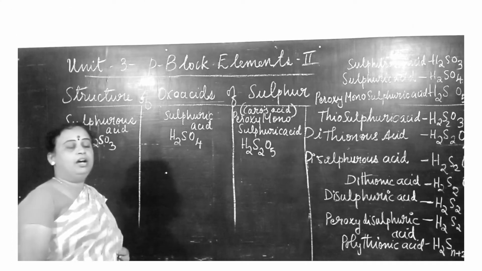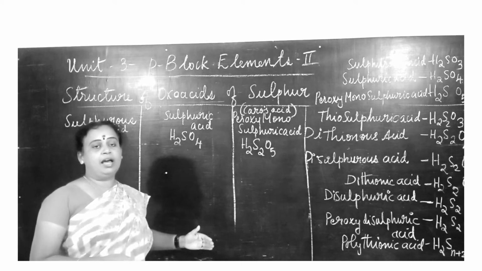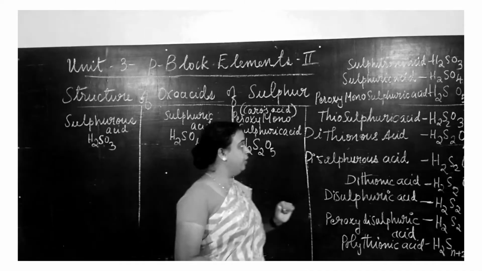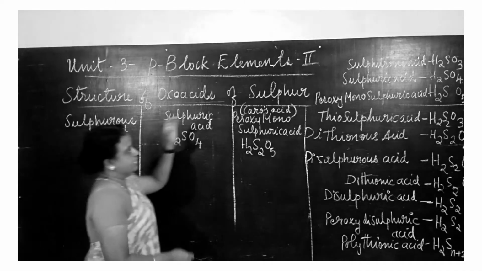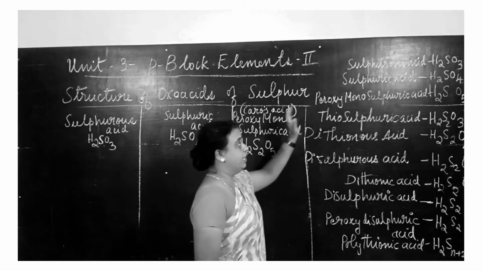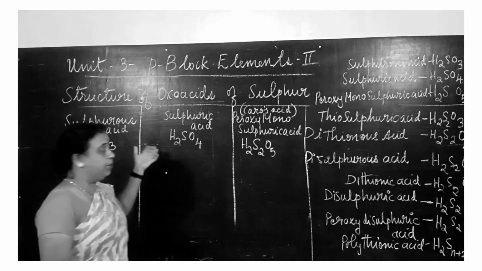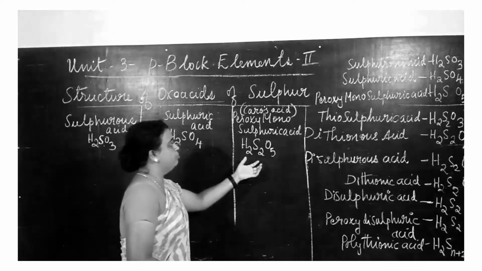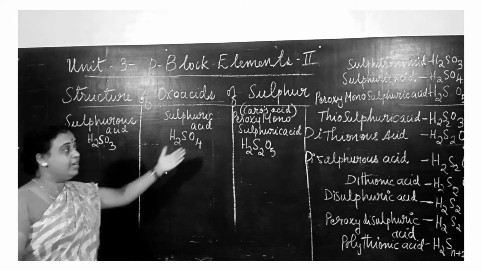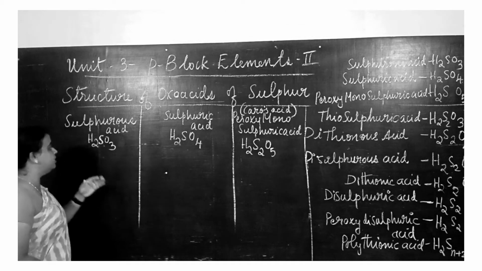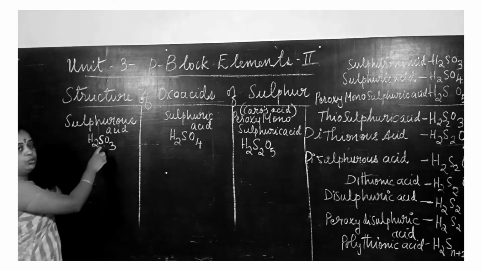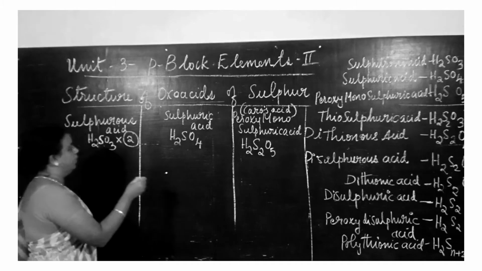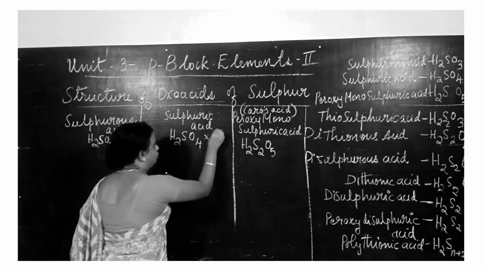Now let us study how to write the names and structures of the other oxoacids. The first three oxoacids, sulfurous acid, sulfuric acid and peroxymonosulfuric acid, you are taking as the basic structures. From these only the other oxoacids are derived. We'll see how. Sulfurous acid, H2SO3, you just multiply with 2. Here also you do the same.